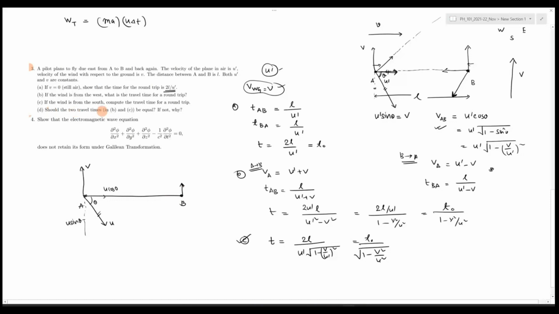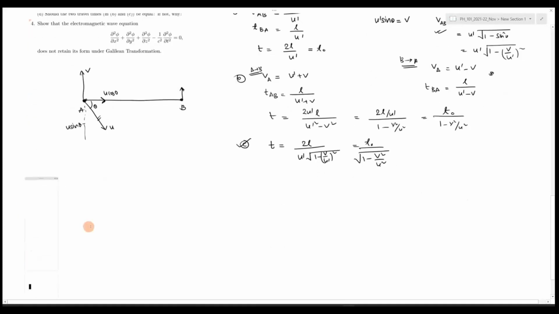Next, should the two travel times b and c be equal? Anybody? Bhaiya, how is VAB equal to u prime cos theta? While going from here to here, finally it is going with speed u cos theta. Okay, got it. Now these two should not matter, right? These two are different situations, so they should not be equal. One wind velocity is along this direction, another one in this direction, so they are different situations. Okay.